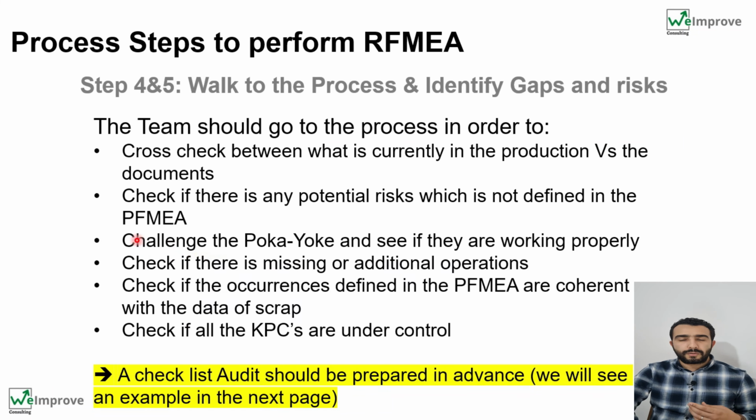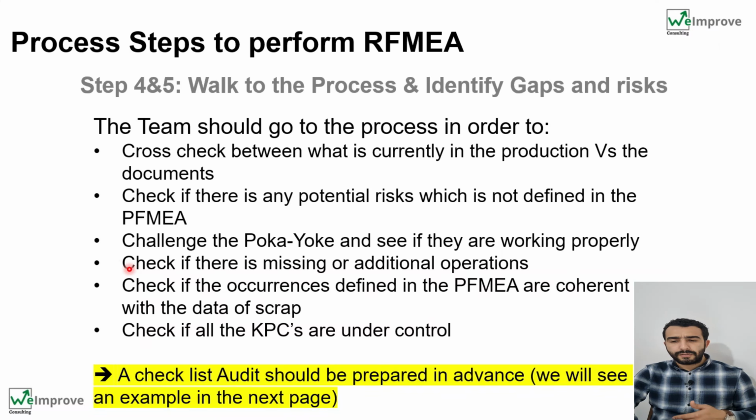And the third point here is to challenge the Pokayoke. This is one of the very important things that I am emphasizing you have to do during your reverse FMEA activity. You have to go and challenge your Pokayoke. Don't trust your process. The main task is to challenge the Pokayoke. Take NOK parts and put them in the machine and see if your error proofing and your Pokayoke will detect these NG parts or not.